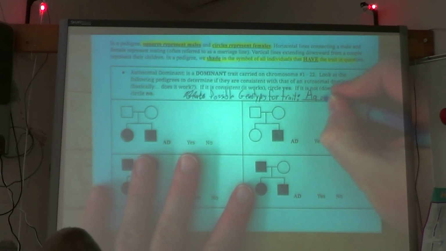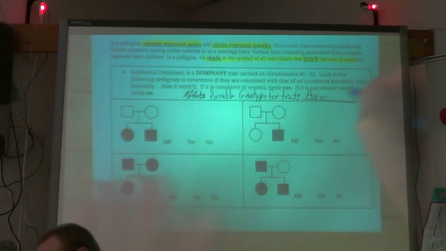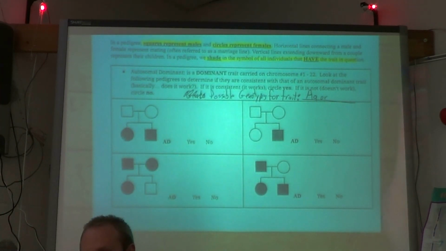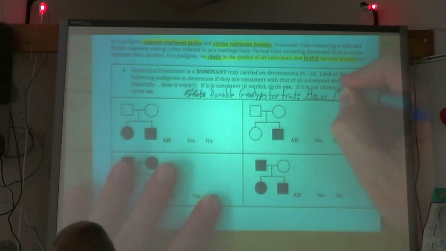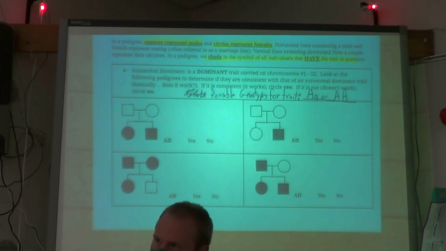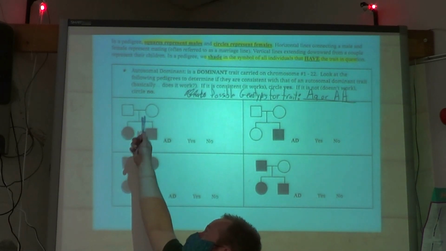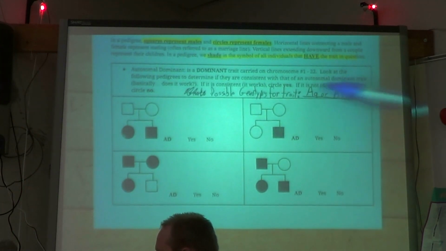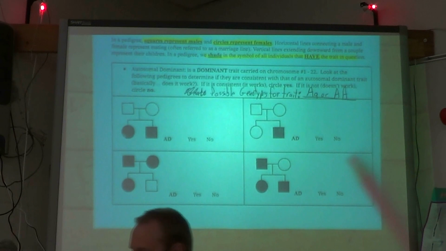Or they could be, would they have the dominant trait if they were little a, little a? Or they could be big A, big A. Okay, it's one of the two. If they're shaded, and we're talking about autosomal dominant, they must be big A, big A, or big A, little a.